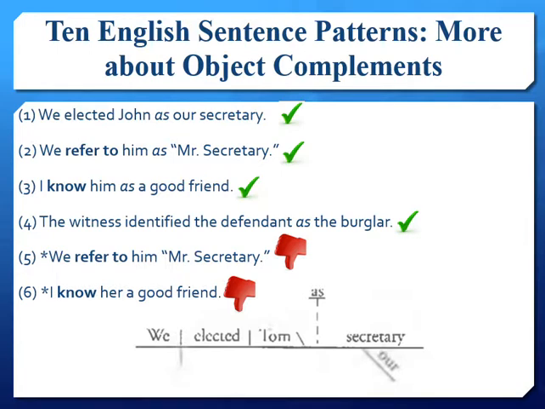The word as signals whether there is an object complement. As you can see, sentences 1 through 4 have the word as that connects the object complement to the direct object of the sentence. Sometimes the word as is optional, but in other cases it is required. When a sentence has the verbs refer to and know, the word as is always required to connect the object complement to the direct object.